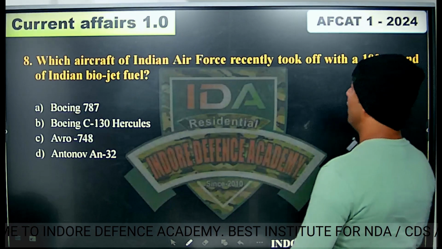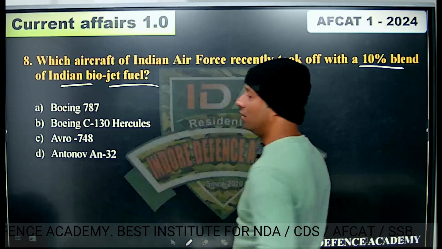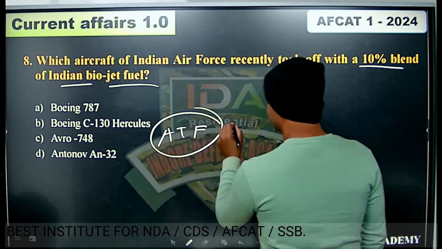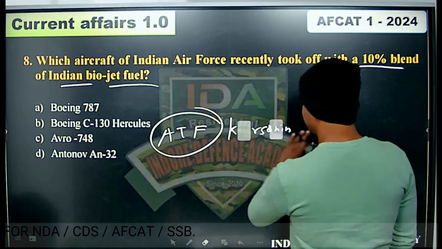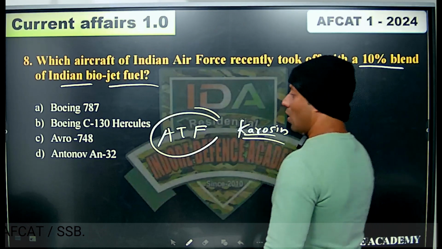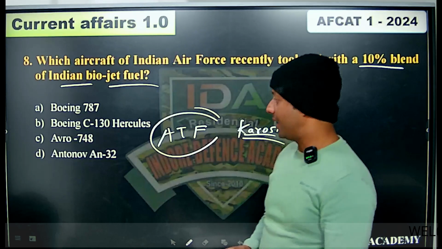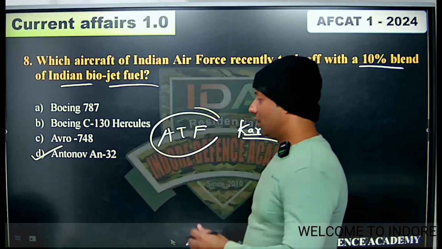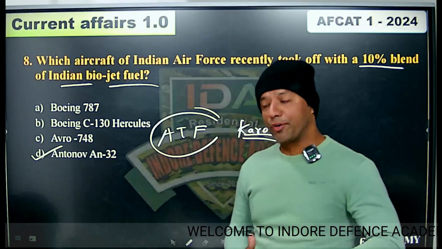Coming to the next. Which aircraft of Indian Air Force recently took off from a 10% blend of Indian biojet fuel? Okay, my friends, do you know what is the ATF, aviation turbine fuel? It is mostly consist of kerosene. Okay, so in that kerosene we had blended 10% Indian biojet fuel, and the correct answer is Antonov AN-32. Okay, the biofuel. The biofuel is what? Algae oil, or you can also use the sugar cane, or you can use sapium oil, or jatropha.